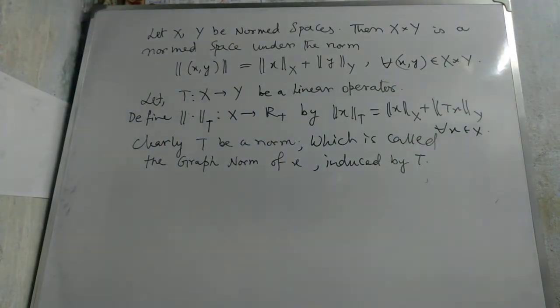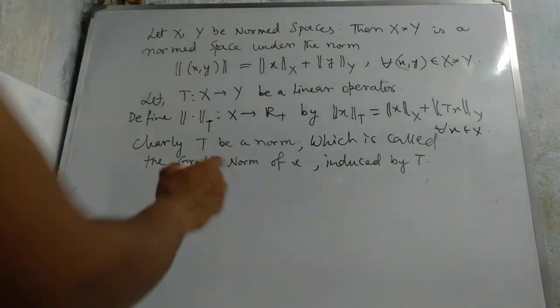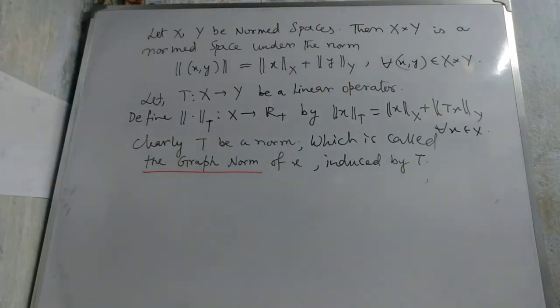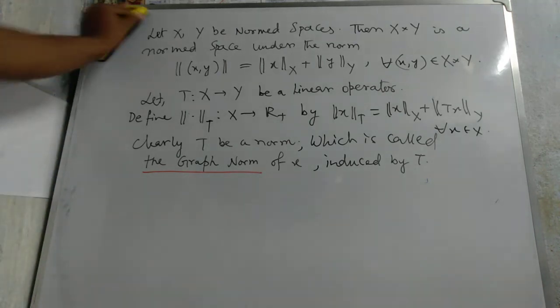Now we have written these two definitions, the graph norm of x induced by T, and also that X Cartesian product Y is a normed space under this norm. Now we proceed to one theorem.